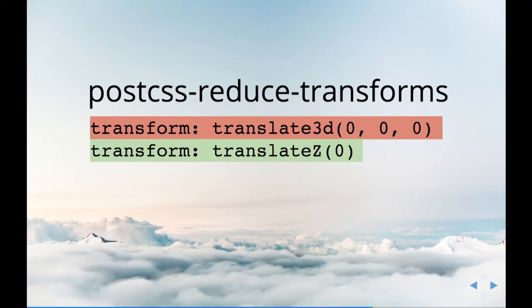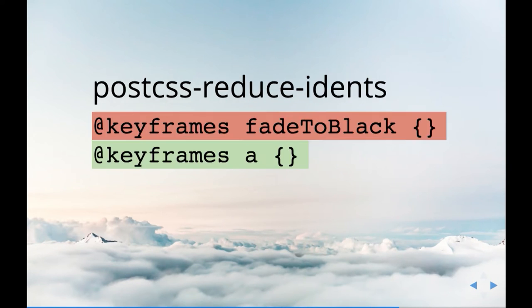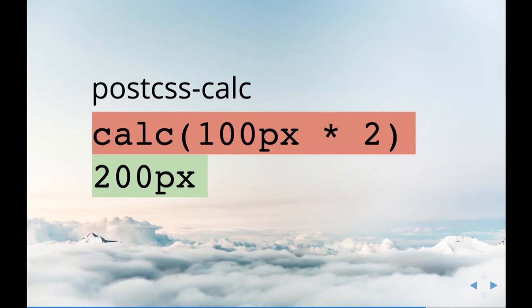Some examples, the reducing transforms, like the 3D transform can be translateZ. We can rename animation names. If you use these in JavaScript, then you probably don't want to turn this on, but other than that. And also PostCSS calc, so we can pre-compute calc values. So this might have been generated by some CSS mixin, but you know, we can change that.